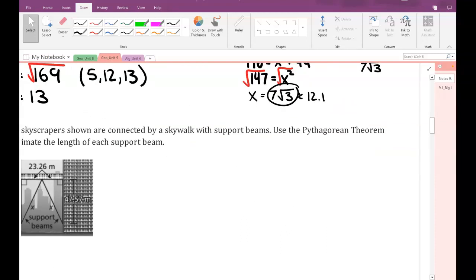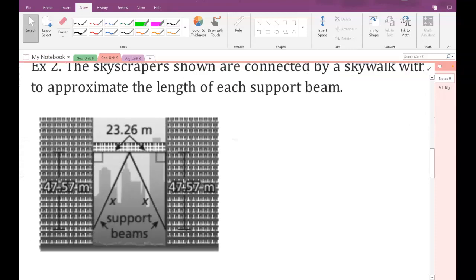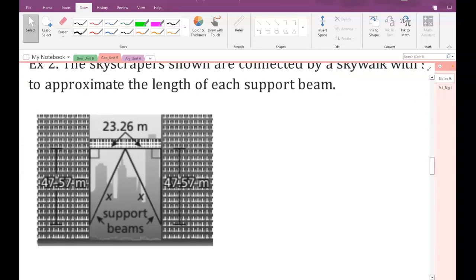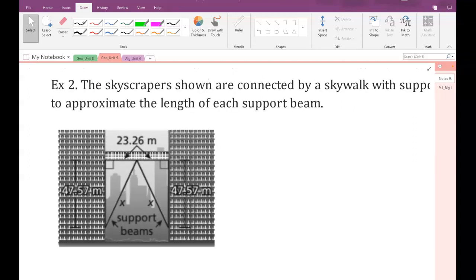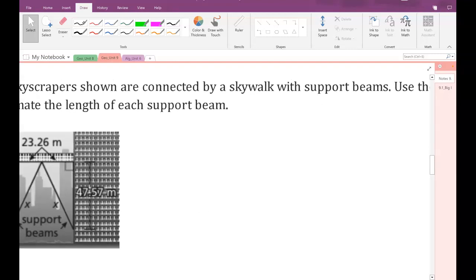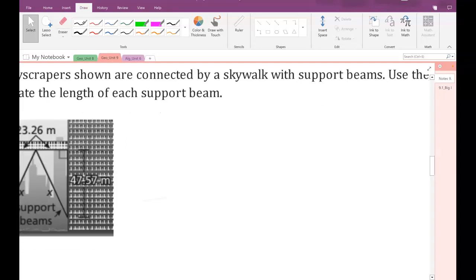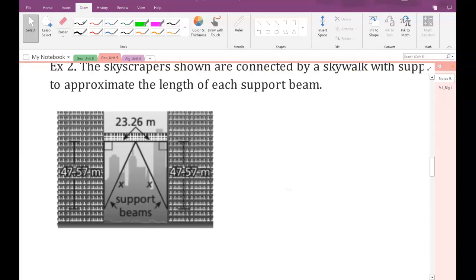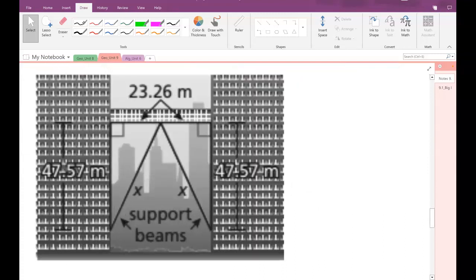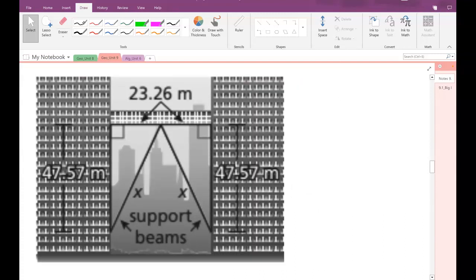For Pythagorean theorem, whoever made textbooks decided that Pythagorean theorem is the best thing for word problems. So the lengths of the skyscrapers shown are connected by a skywalk with supporting beams. Use the Pythagorean theorem to approximate the length of each support beam. Since these are two congruent triangles, we don't have to do Pythagorean theorem for both. We just have to do it for one of them. So we're solving for x, which is our hypotenuse.